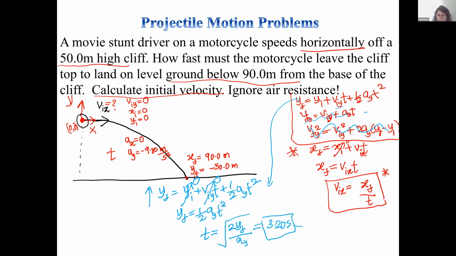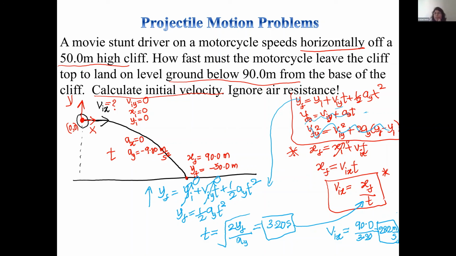After you find the time, go back to here and calculate your v initial x. That will be x final is 90, and then I found the time 3.20 seconds. This will give you a velocity of around 28.2 meters per second. So that will be your final answer for the velocity. Okay, that's how you're going to solve the problem.